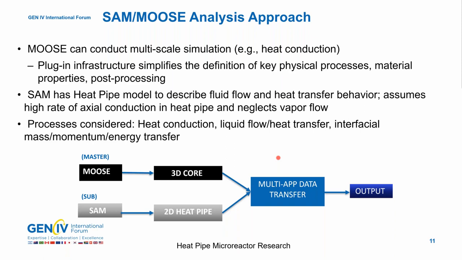SAM also has a 2D heat pipe model, which can calculate the fluid flow and heat transfer behavior in the heat pipe. So the whole process could be summarized as 3D heat conduction and liquid flow heat transfer in the MOOSE model, and interfacialized momentum and energy transfer in the heat pipe model in SAM. The following figure explains how those software packages work together.